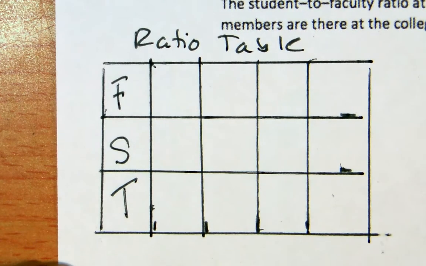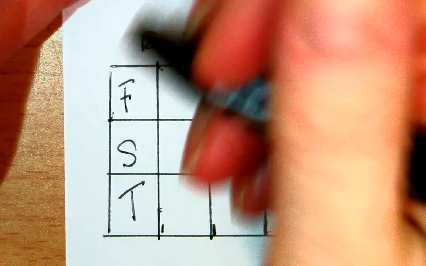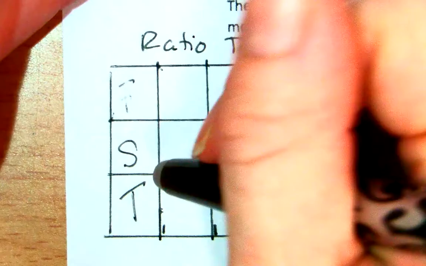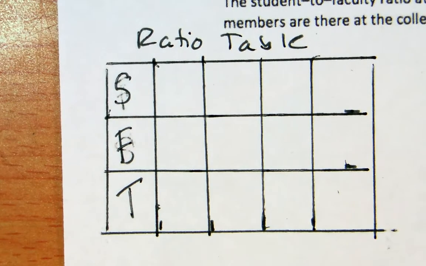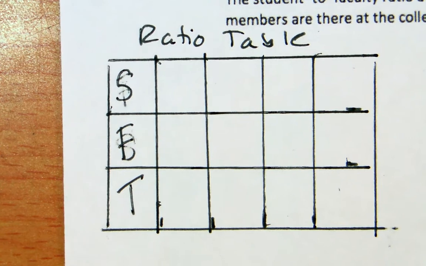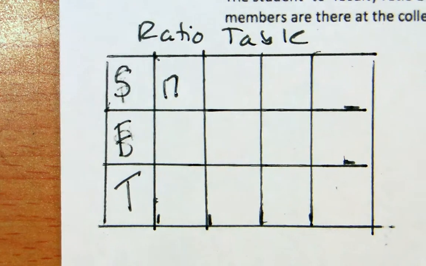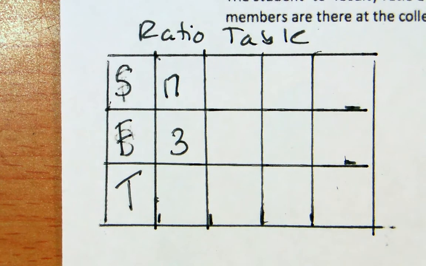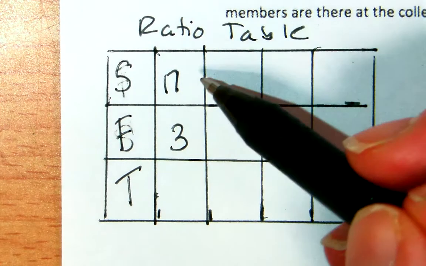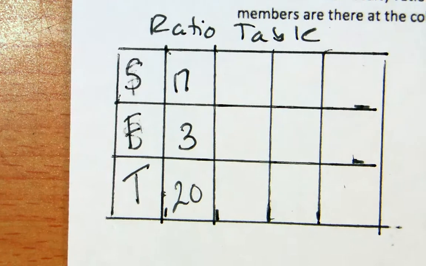I always want to label my ratio table. What do I know? Actually, change that. I'm going to put, because it goes in the other order, students, faculty, and total. My bad. All right, so what do we know? We know that for every 17 students, there are 3 faculty members. And if this college for some reason only had 17 students and 3 faculty members, that would give you a total of 20.